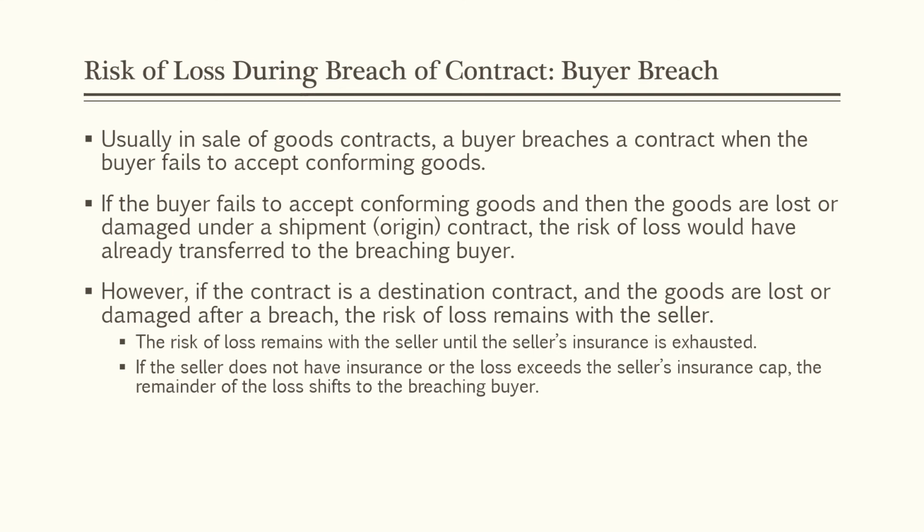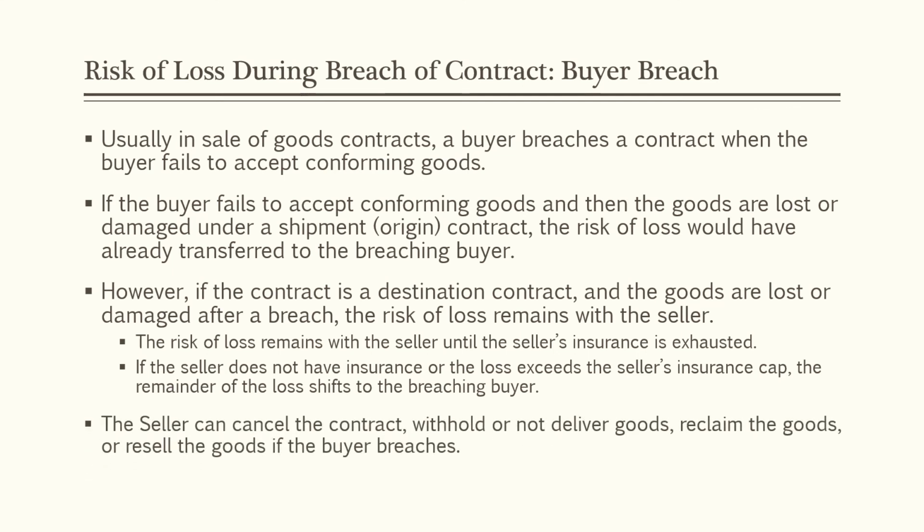but the risk of loss remains with the seller only until the seller's insurance is exhausted. If the seller does not have insurance or the loss exceeds the seller's insurance cap, the remainder of the loss shifts to the breaching buyer. When a buyer breaches, the seller can cancel the contract, withhold or not deliver goods, reclaim the goods, or resell the goods. The seller's remedies are designed to make him or her whole and get the benefit of the bargain as if the buyer had performed. They don't get a windfall under the UCC.